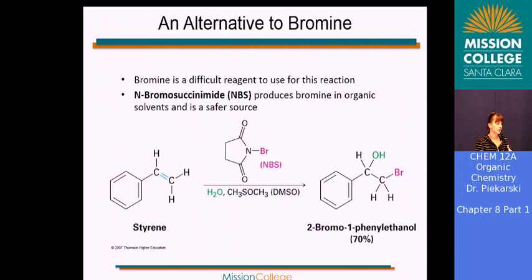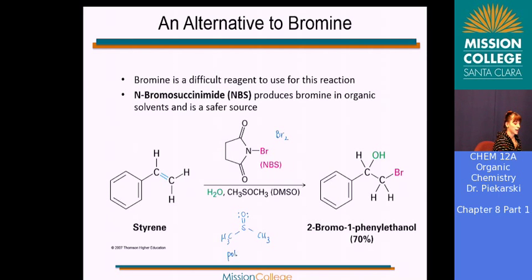So in the laboratory, a lot of people use NBS instead, which stands for N-bromosuccinimide. And that helps us to produce bromine in small quantities in solution. It's a much safer source. And usually we have to do, once again, bromine or NBS, water, and the solvent they use is dimethyl sulfoxide. So the structure of that solvent looks like this. This is a really good solvent for you to put in your list of solvents.